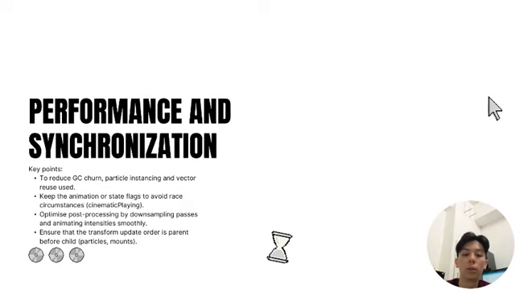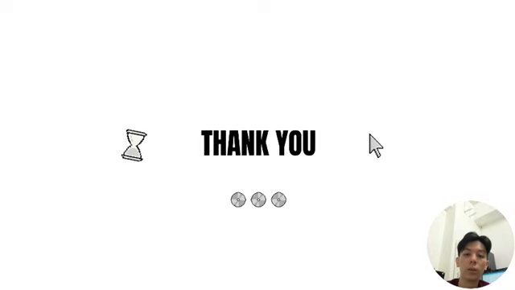At last, we ensure that the transform update order is parent before child. For example, in the warhead, the fire will be the child of the warhead. When the warhead moves, the fire also follows the warhead. That's the end of our presentation.